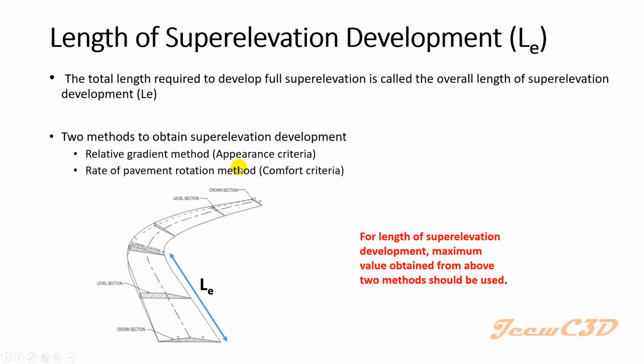So this relative gradient method is defined by considering the appearance criteria. That means this rotation takes place over some distance. If this distance is very low, so the driver sees that within a short length of road the pavement is rotated, in that case the appearance criteria is not good.